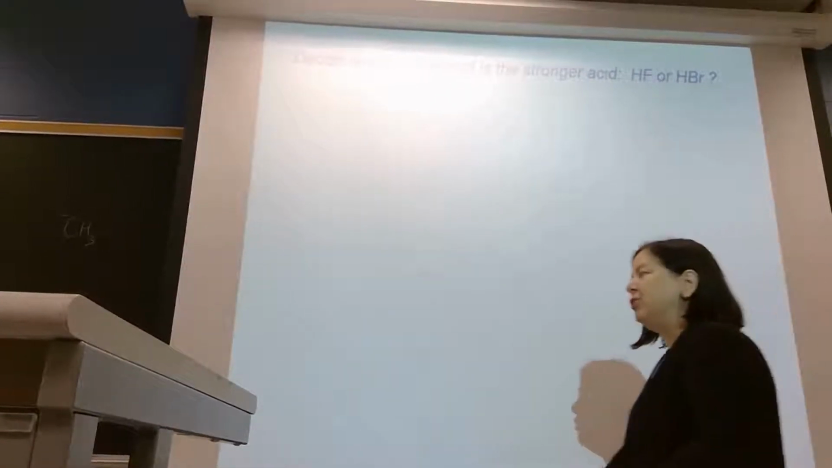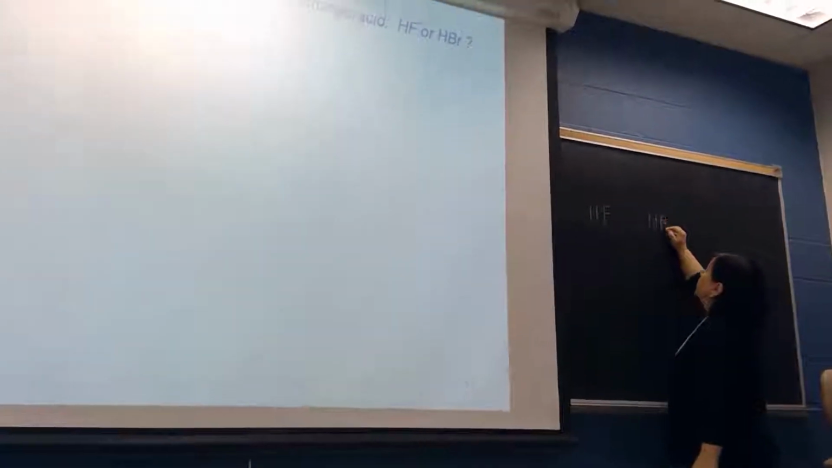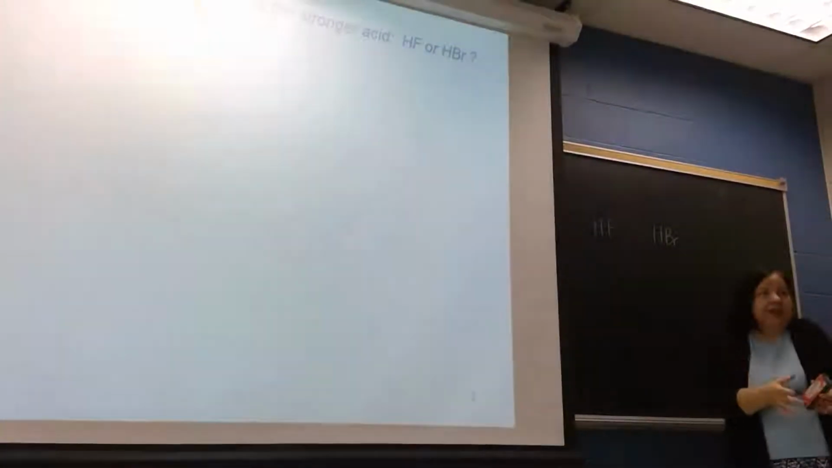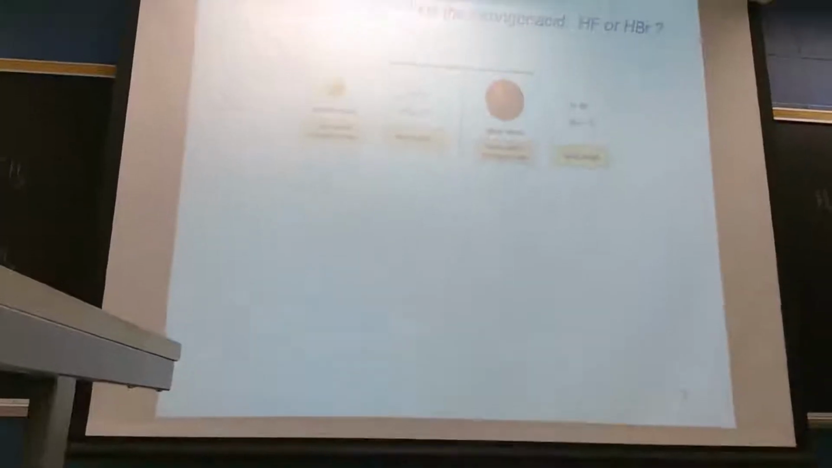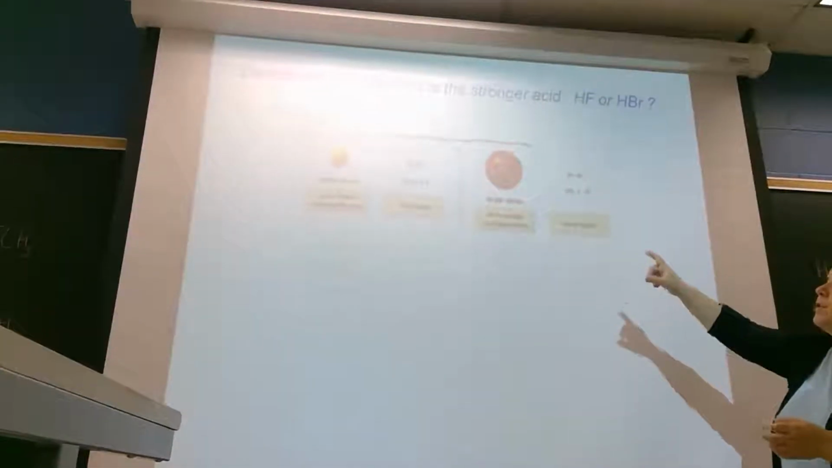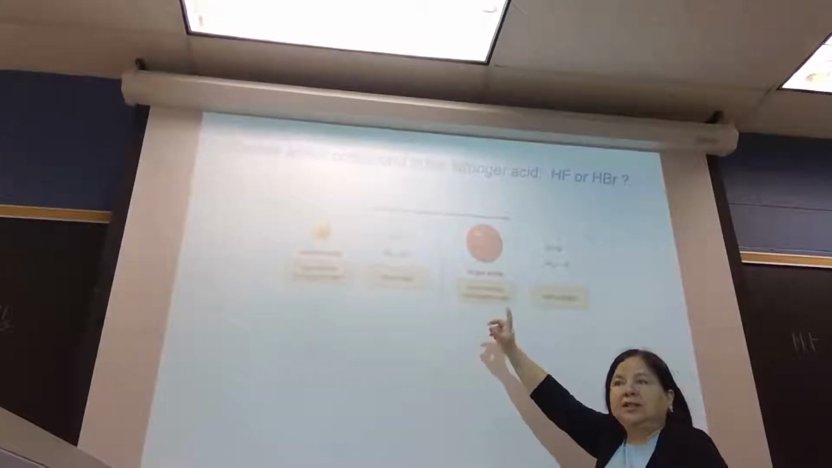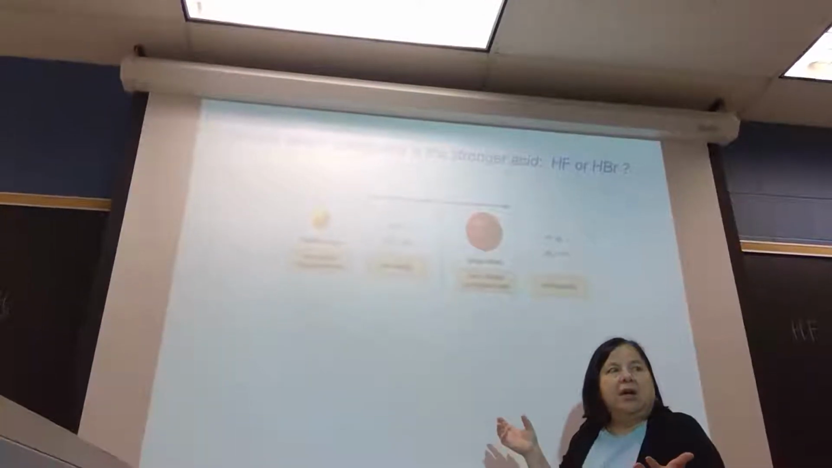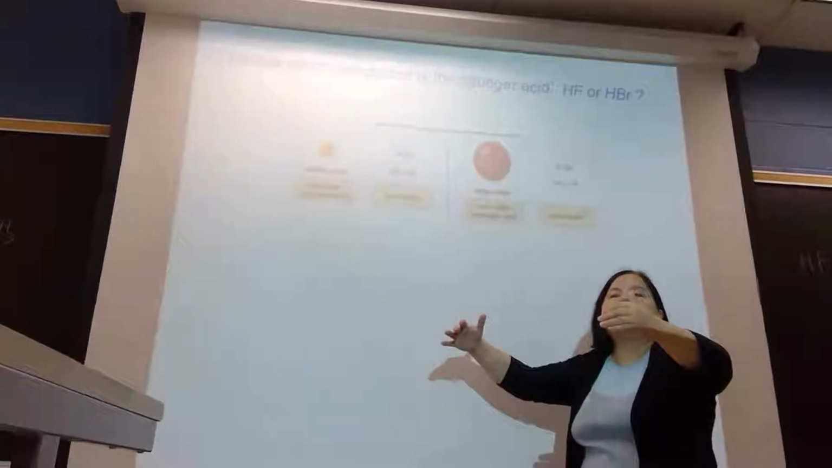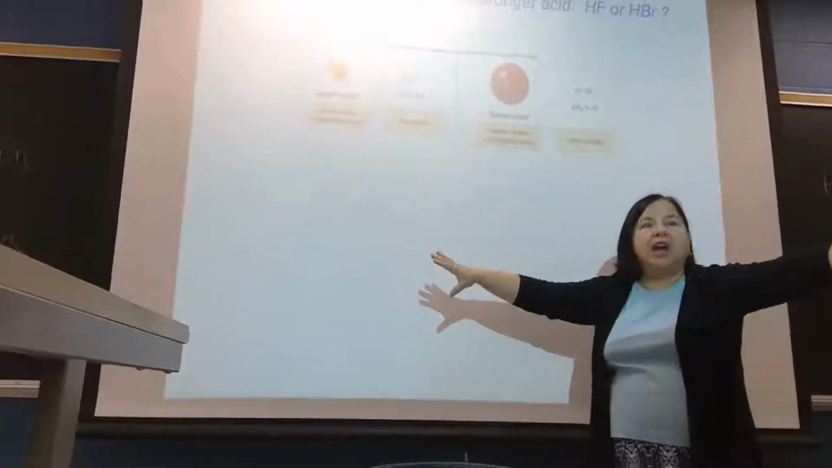Now, let's make a decision: which is the stronger acid, HF or HBr? To make the decision, we first have to look at the conjugate bases of these acids. The conjugate bases are halides with negative charge. So which of these two is more stable? We see that this one is the more stable conjugate base, so this is the weaker base. Why is this more stable? Because the size of the atom is bigger. So the negative charge, the electron density, is not accumulated in one place but spread out. If you spread out the charge, it's more stable.